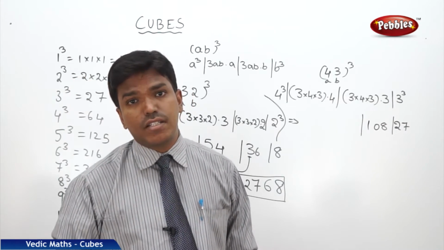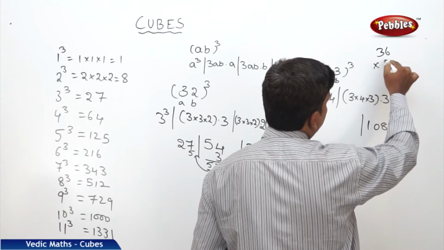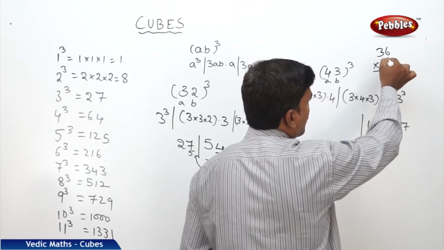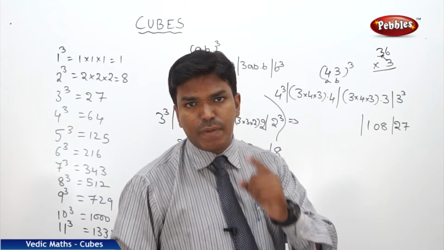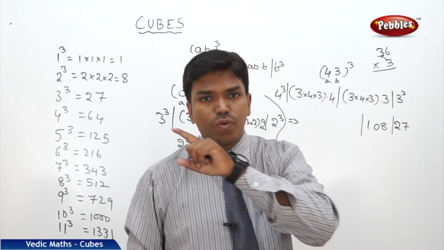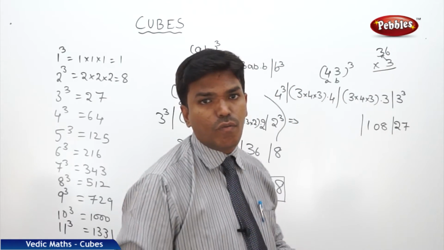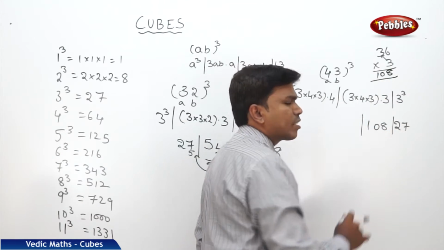How will you calculate 36, 3 times? As I already discussed in the starting, how to calculate any double digit into single digit number. If it is 36 3s, what is 3 3s? 9. Take it as 90. Keep in mind 90 for some time. 3 6s are 18. So 90 plus 18. What is the sum? 108. So that's how I am calculating here, 108.